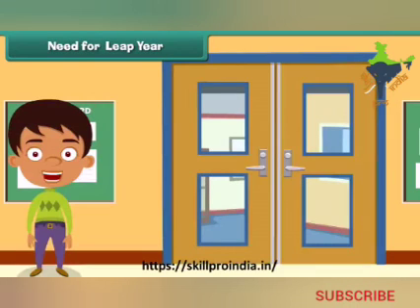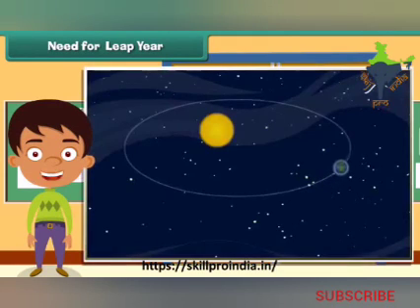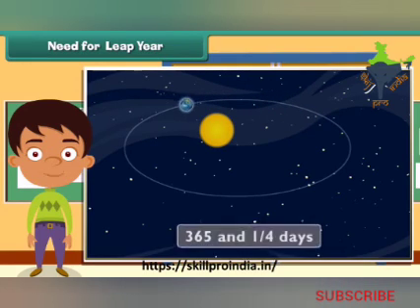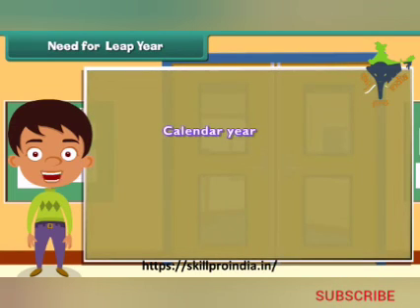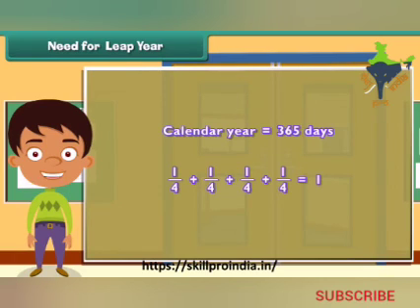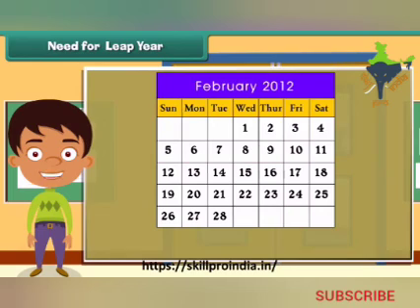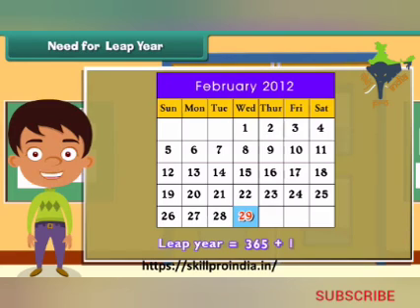Need for leap year. Earth completes one revolution around the Sun in 365 and 1/4 days. But our calendar year has only 365 days. So, 1/4 of a day gets left out every year. In 4 years, the left out 1/4 add up to 1. Hence, every 4 years an extra day is provided in the month of February. Such a year is known as the leap year. February has 29 days in the leap year, and the year itself has 366 days.